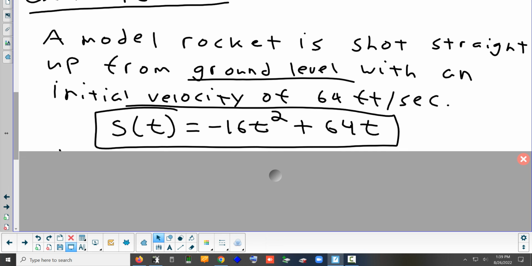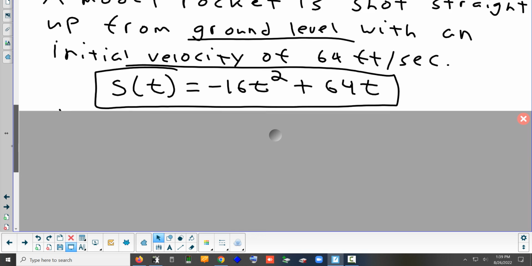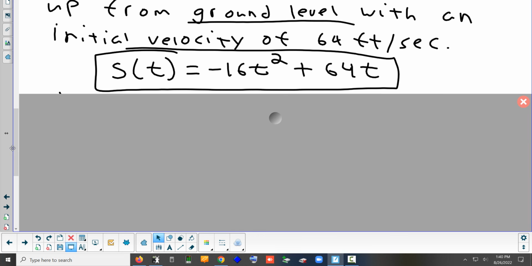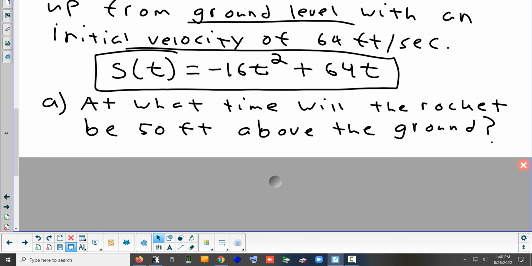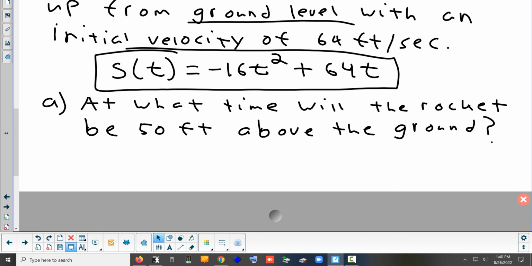Now it's a quadratic again, but we've already done some stuff with quadratics. So what we're going to do now is use the calculator to do this entire problem. I'm not going to use the quadratic formula this time. If we get to a point where we would need to, we'll use the calculator. At what time will the rocket be 50 feet above the ground? Where would that 50 feet get plugged in? Would that get plugged in for t or s of t?